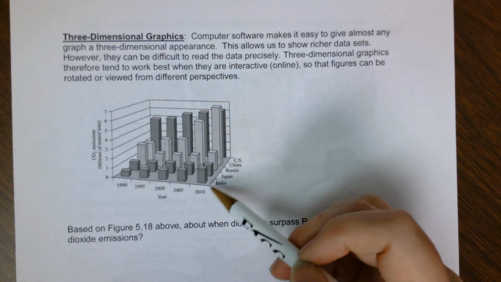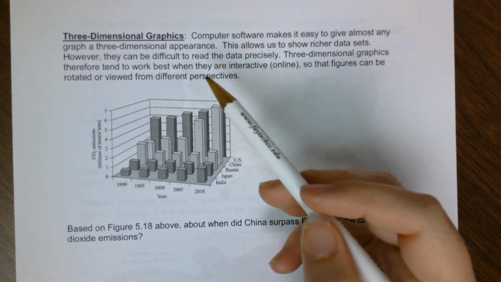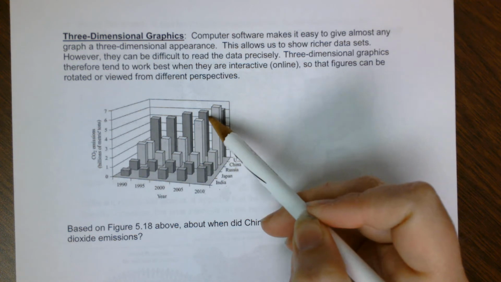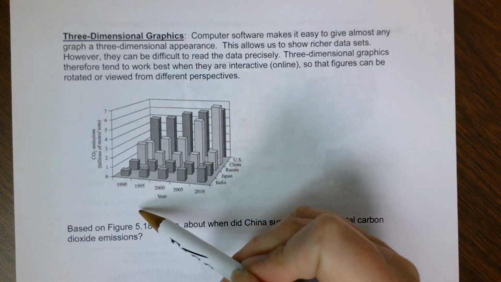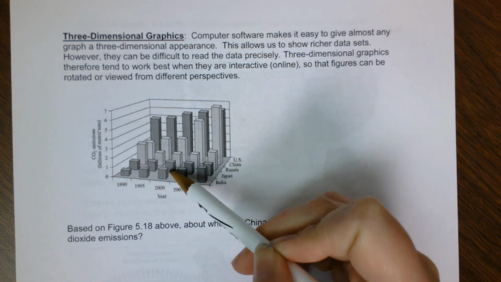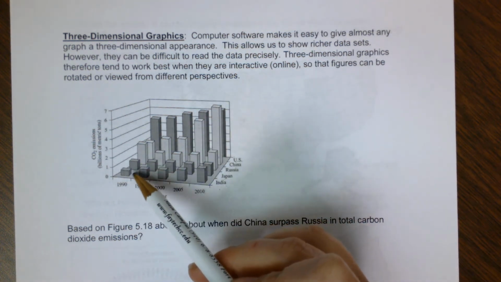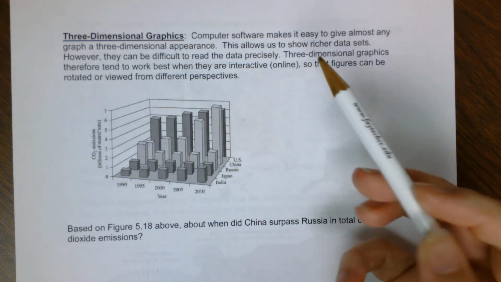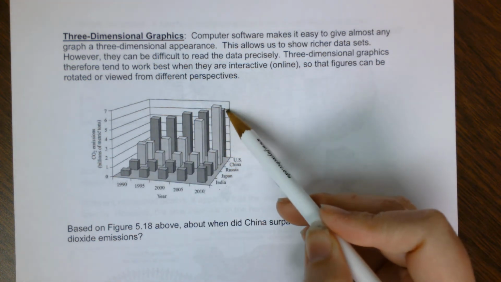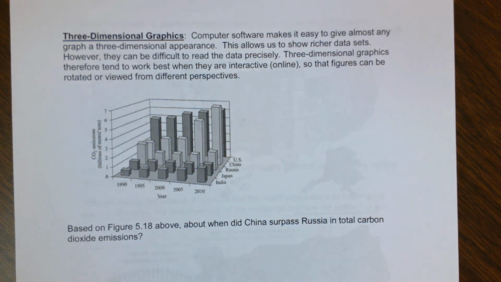We can also look at overall trends. So we can see that for most years, India was the smallest, and then Japan, then Russia, China, the US. But here, Russia was a little bit higher than China, and then here China surpassed the US. So we can see the overall trends there as well.